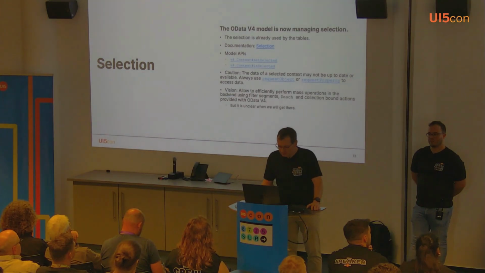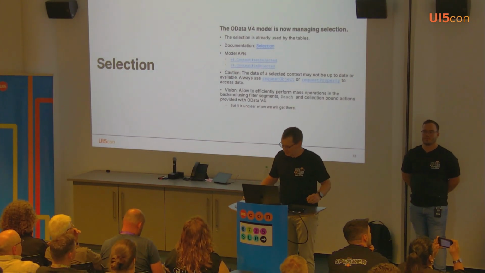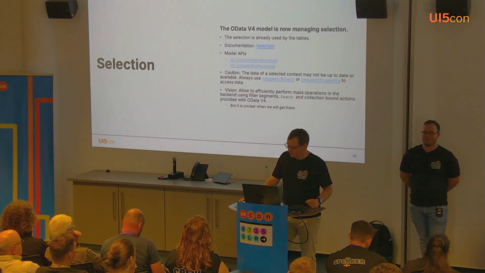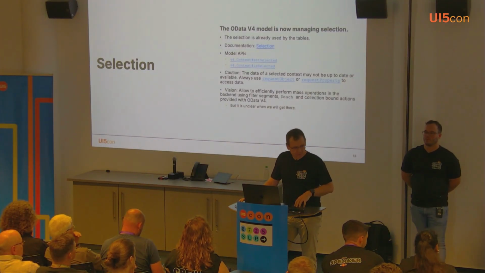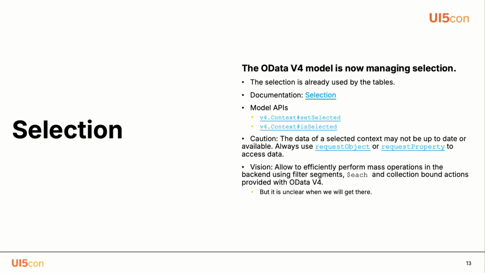Then next thing, selections. I guess a lot of you have worked with selections in the past, and if you think about OData v2 or also JSON, then typically the selection is managed by the table. So the table keeps count and remembers which contexts are selected. And this is now different in OData v4. So the selection is now managed entirely by the OData model. You can still use the table APIs, but in the end, it's going down to the model.